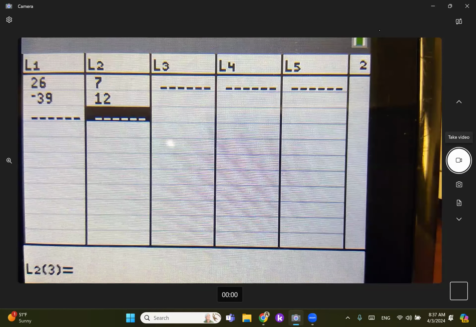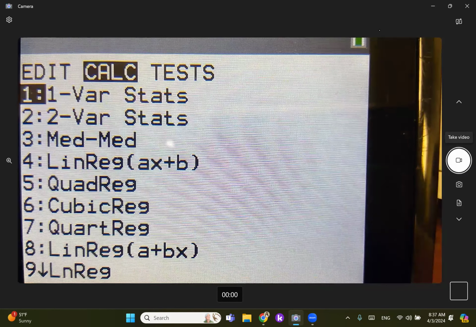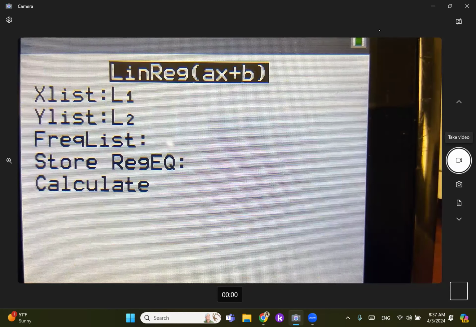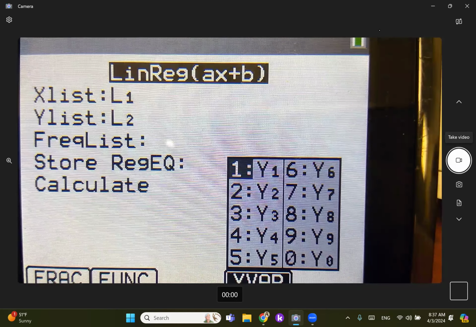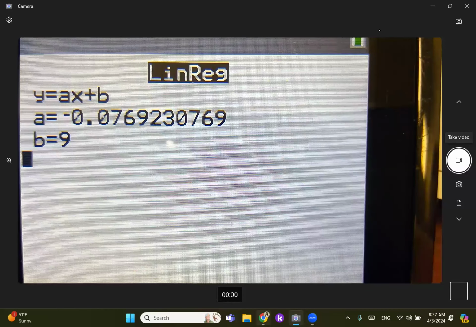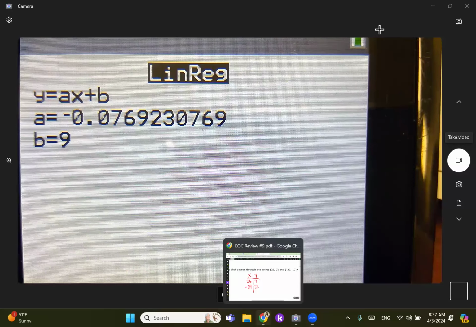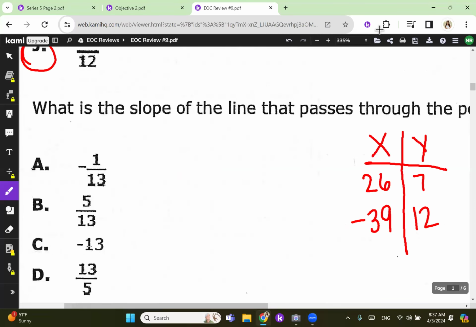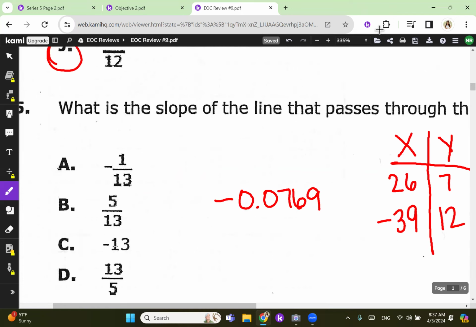Put your points into stat edit. Stat calculate 4, because slope is always linear. And the answer is weird. No. I think you got it wrong. No. That was one of the negative 0.07. 69. Get rid of any positive answers. And obviously, negative 0.07 is not negative 13. So your answer is A.